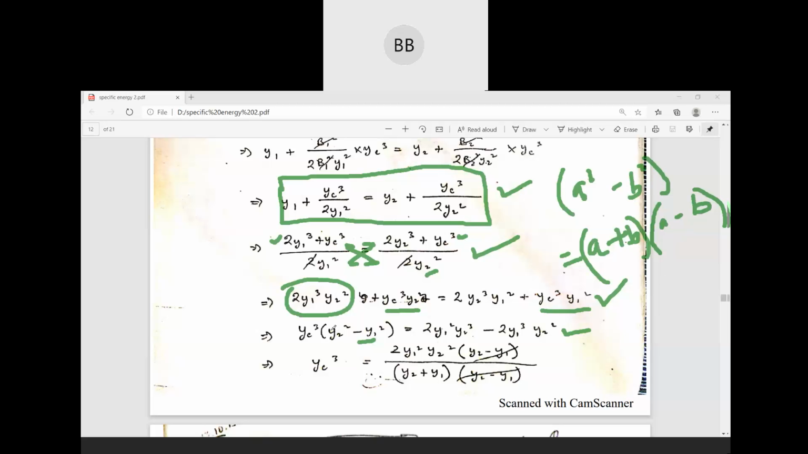So here you consider this is a and this is b, so you can write a plus b and a minus b. Here also in this part, you take common twice y1 square y2 square. What will be left out is y2 minus y1. In that equation, if you bring this here, you can use the identity a square minus b square is equal to a plus b multiplied by a minus b. So these two terms will be cancelled out.